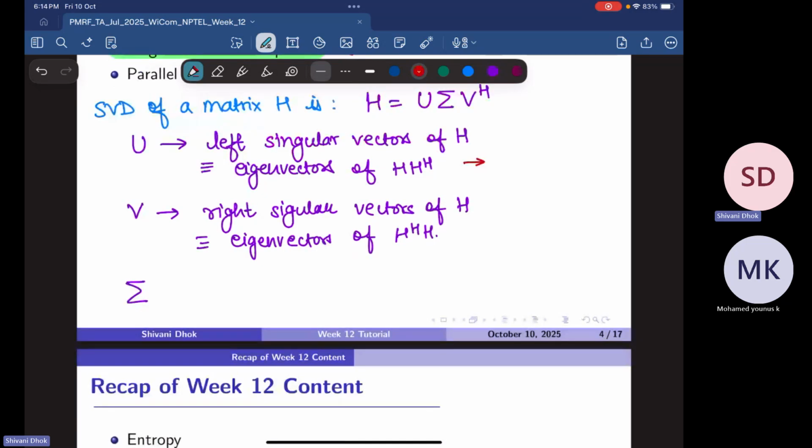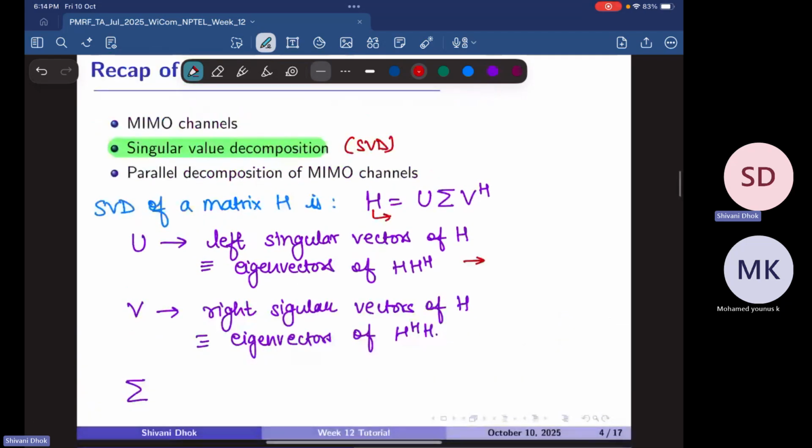Before I go ahead, let's say this H is of dimension, let's be consistent, NR cross NT. So this U will be of dimensions NR cross NR. These are unitary matrices, both of them. What do we mean by unitary? U Hermitian U and U U Hermitian both will be identity matrix. Similarly, V Hermitian V and V V Hermitian will be identity matrix. And the dimension of this V will be NT cross NT.